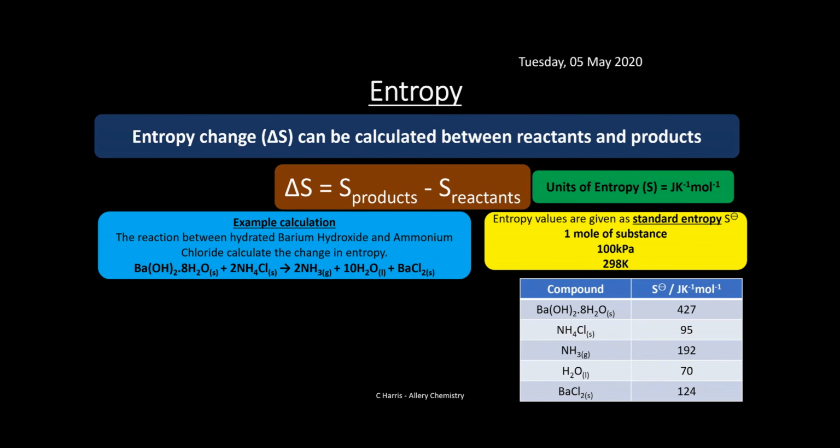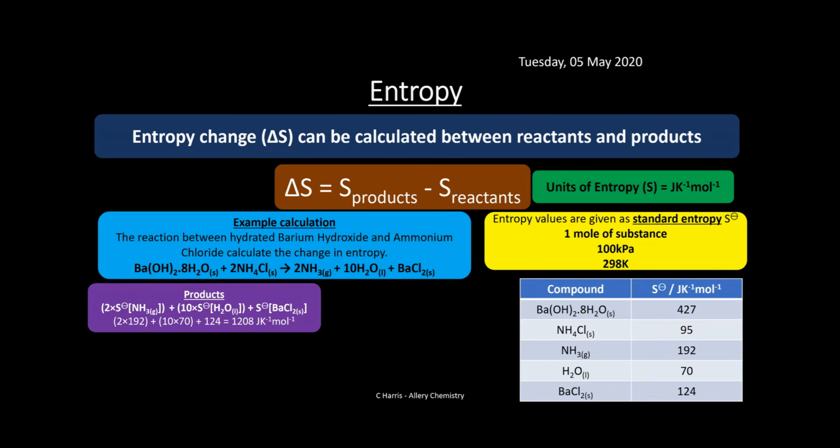Okay, so let's look at an example calculation. Let's bring back that reaction that we'd seen before, that really cool reaction: the reaction between hydrated barium hydroxide and ammonium chloride, and what we need to do is calculate the change in entropy. You'll be given the data, you're not expected to know the data. So there's the data, just popped up in the bottom right hand side. We've got all the entropy values for all the different substances in that reaction. So it's products minus reactants.